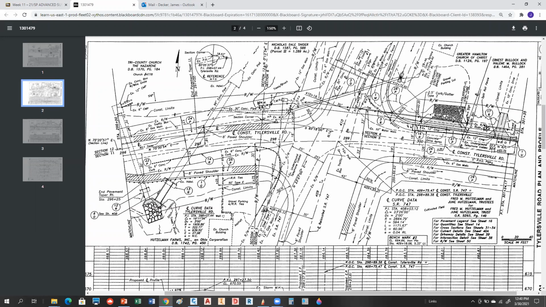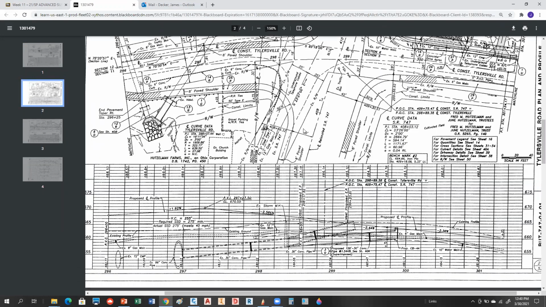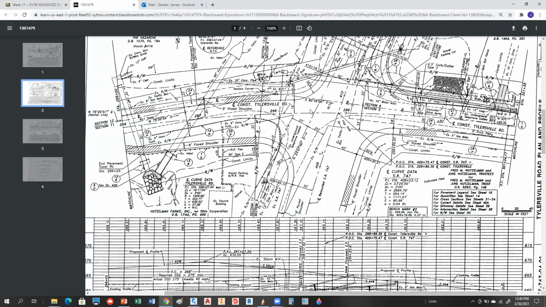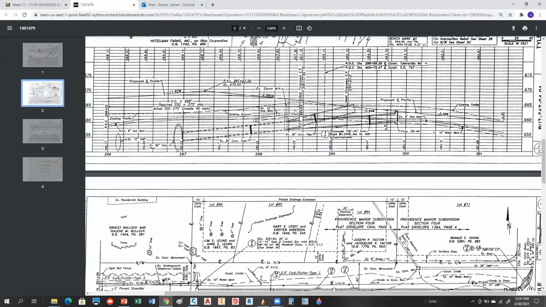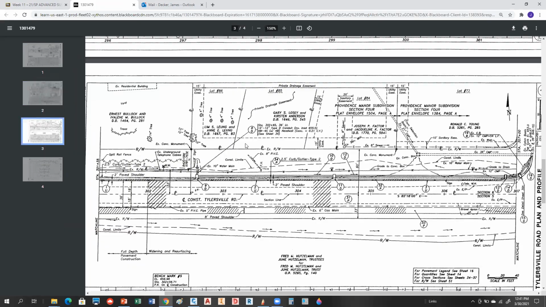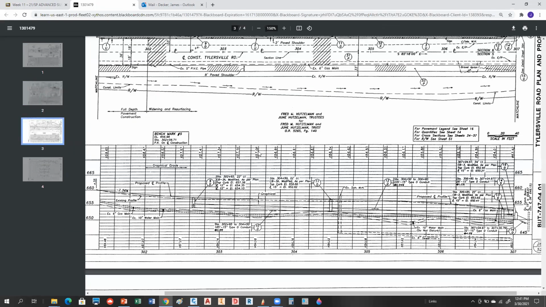And I actually did a lot of the layout on Tylersville Road. I don't think this is the section that I did, but if you're familiar with Tylersville and US 42, anybody knows where that intersection is. I did all of that intersection at one point. It's been years ago. So this is the plan. This is the profile for that intersection. Look how much information is in there. It's just a ton. And then this is another plan and profile sheet.